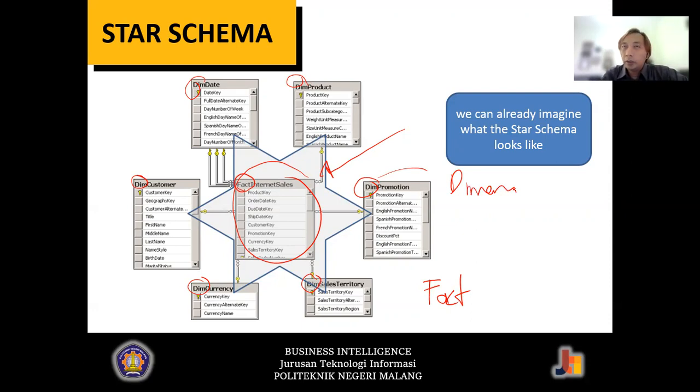So the main requirement to design a database for a data warehouse is that you need at least one fact table and at least one dimension table.